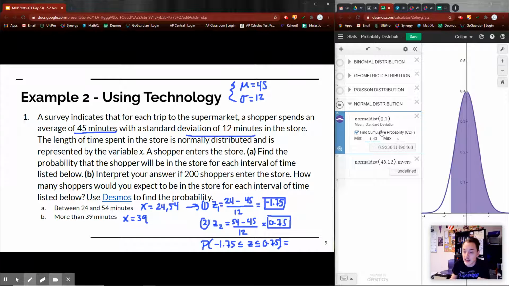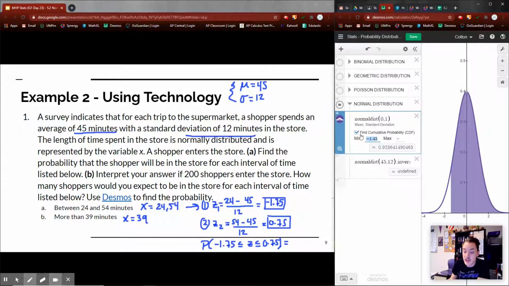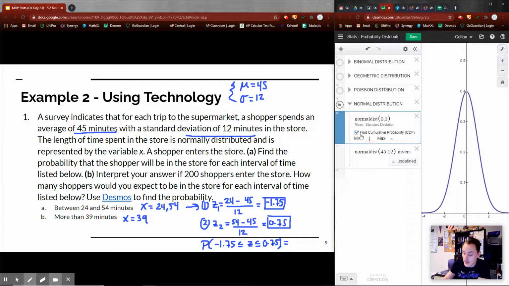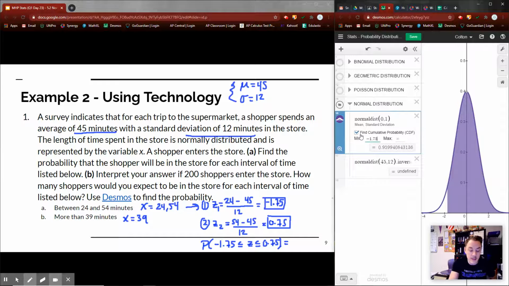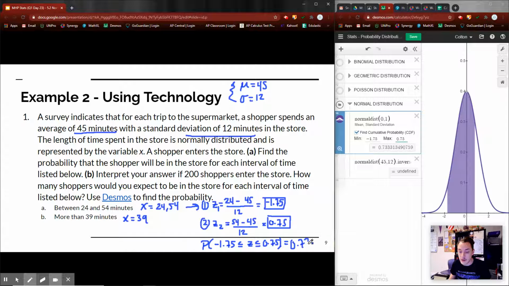Okay, so let's go over here. I have my standard curve, and let's change these. So this is going to be negative 1.75, and then I'm going to go to my next one, my max, because I want between 0.75. And that right there is my answer. So I'm going to write it down and round it up: 0.73333. So this is my answer for A.